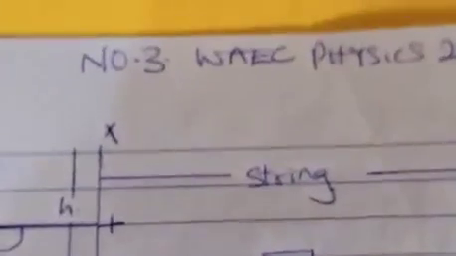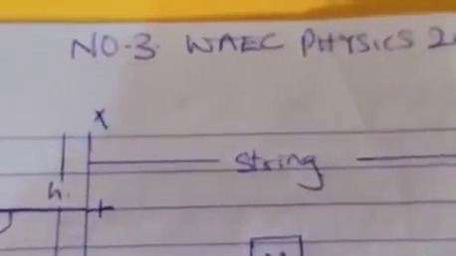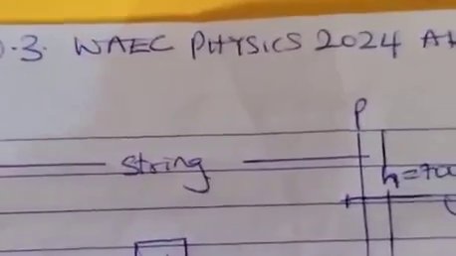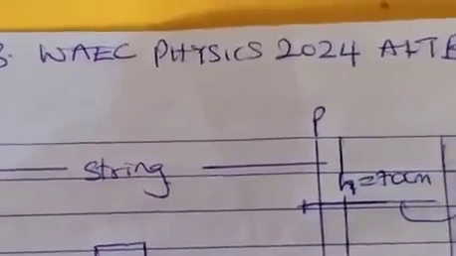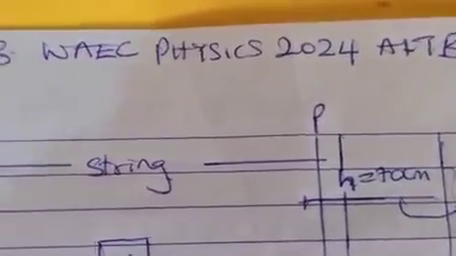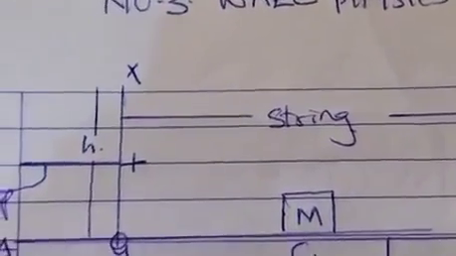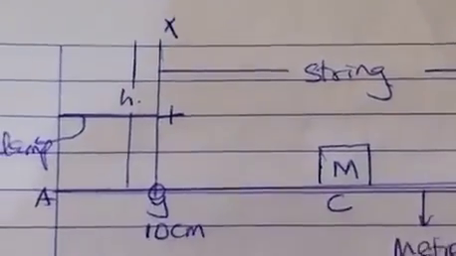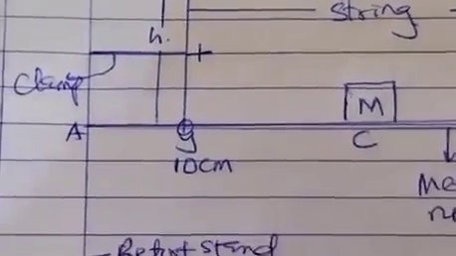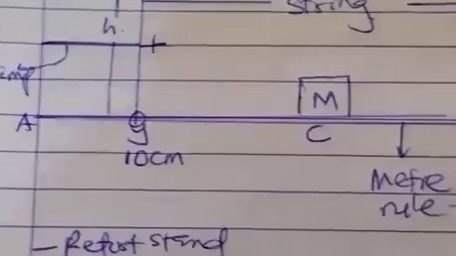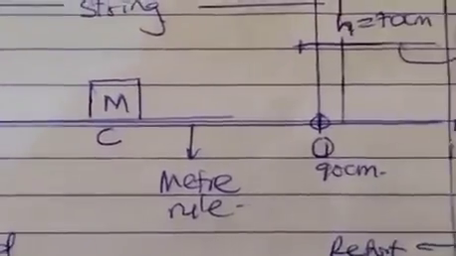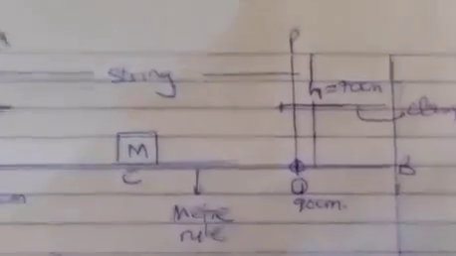Today we are taking a look at WAEC Physics 2024 Practical Physics Alternative B, May/June 2024, number 3 question. So in this experiment, we are provided with a meter rule. You can see AB is a uniform meter rule.